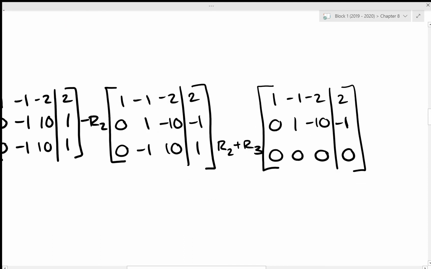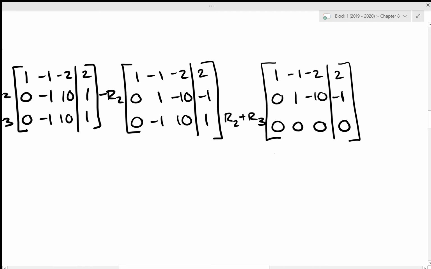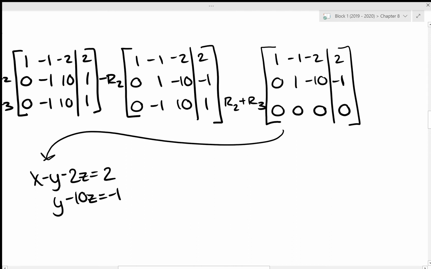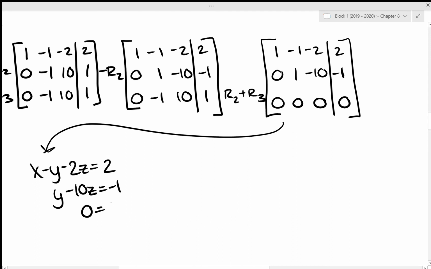Okay? So let's think about this. When I go to write it as a system, I have x minus y minus 2z equals 2. I have y minus 10z equals negative 1. And then I just have 0 equals 0.